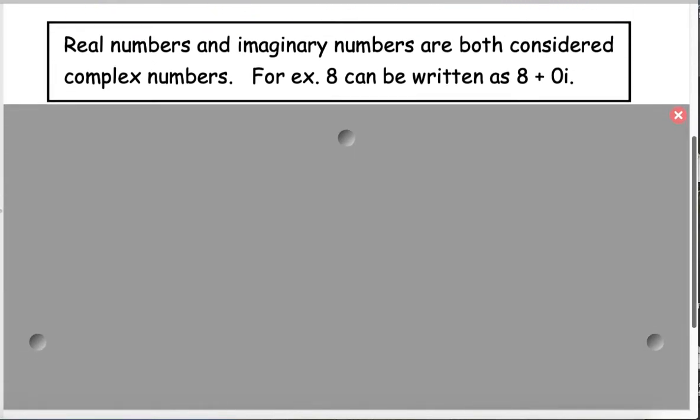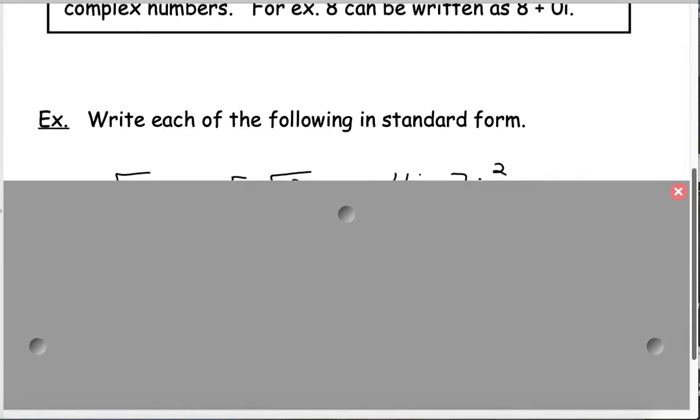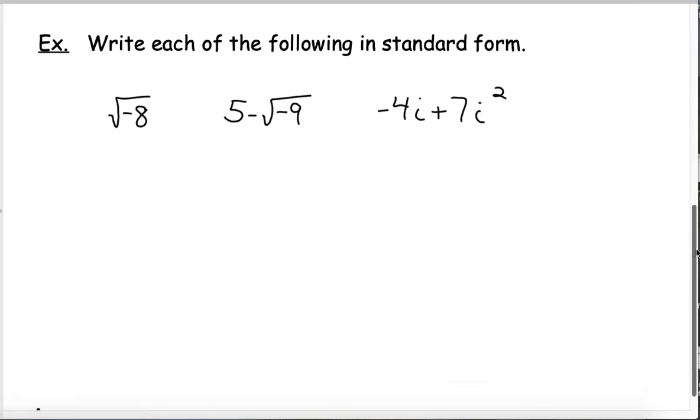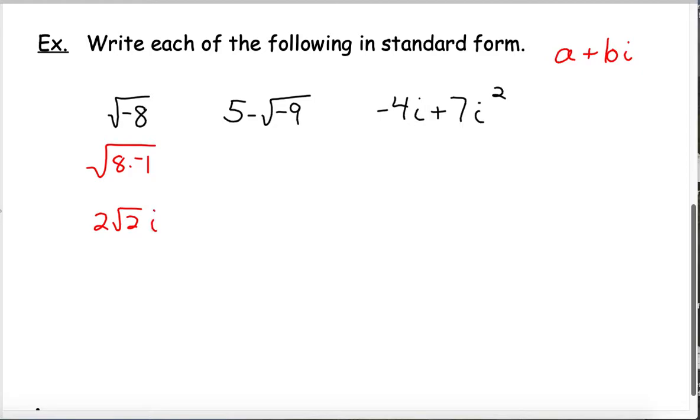All right, so let's do some calculations with complex numbers. Write each of the following in standard form. So remember, standard form means this. It's going to look like a plus bi. So we look at the first one here, and we can break this down to be 8 times negative 1. And the square root of 8 is 2 root 2. And then the square root of negative 1, we just use i for. Now, this doesn't have a 0 in front, but we could write a 0. And if you don't write the 0, it's still okay. It's still considered standard form.